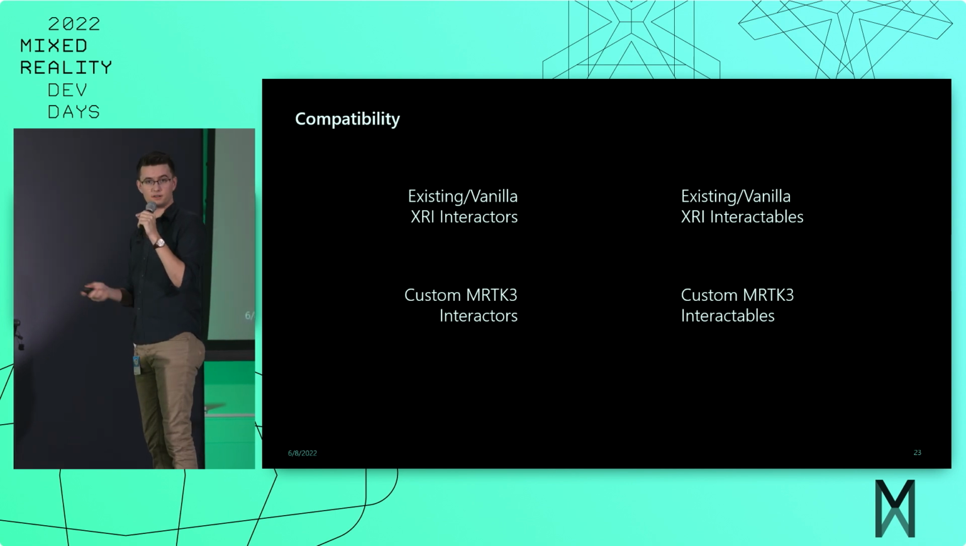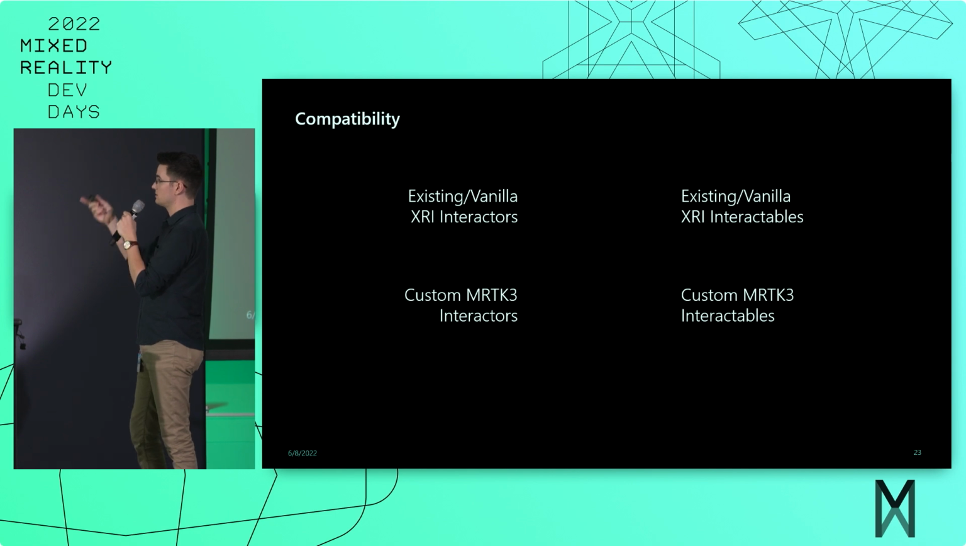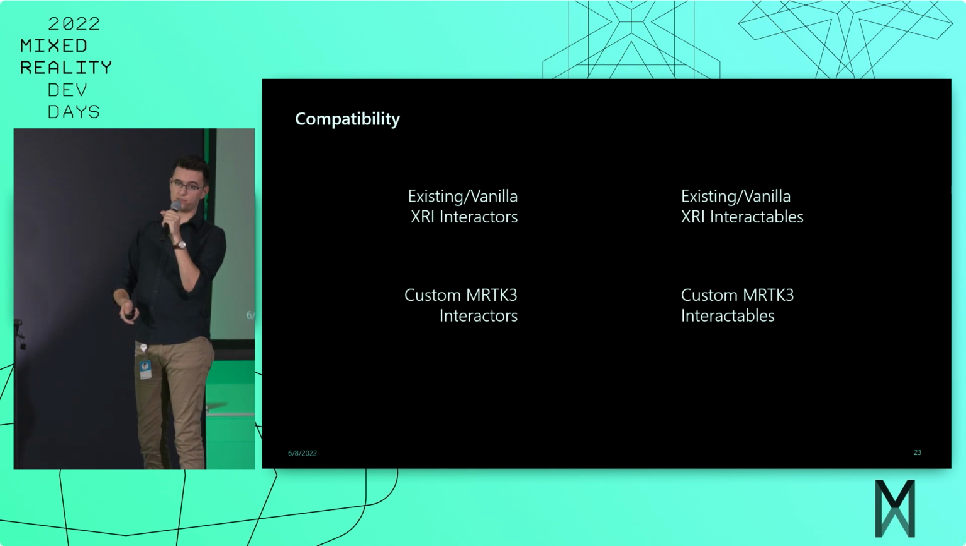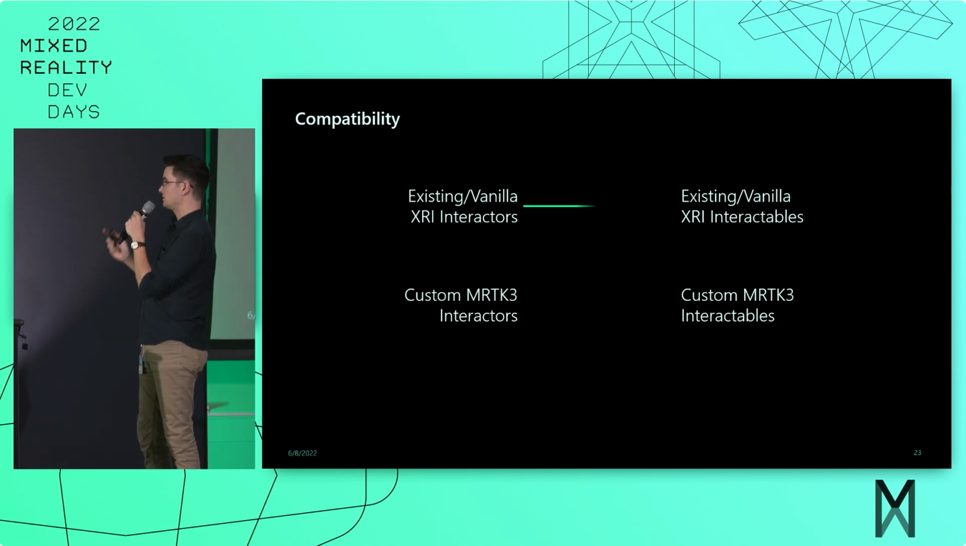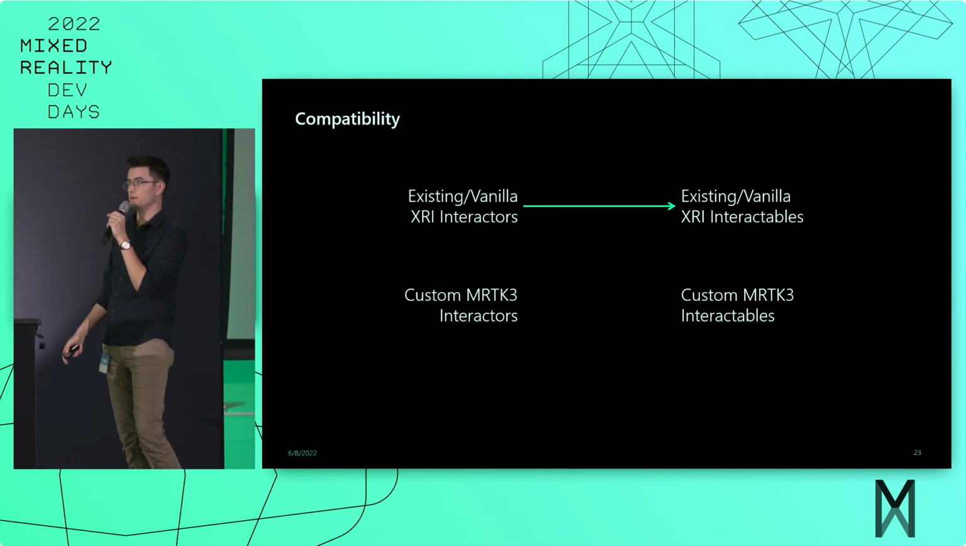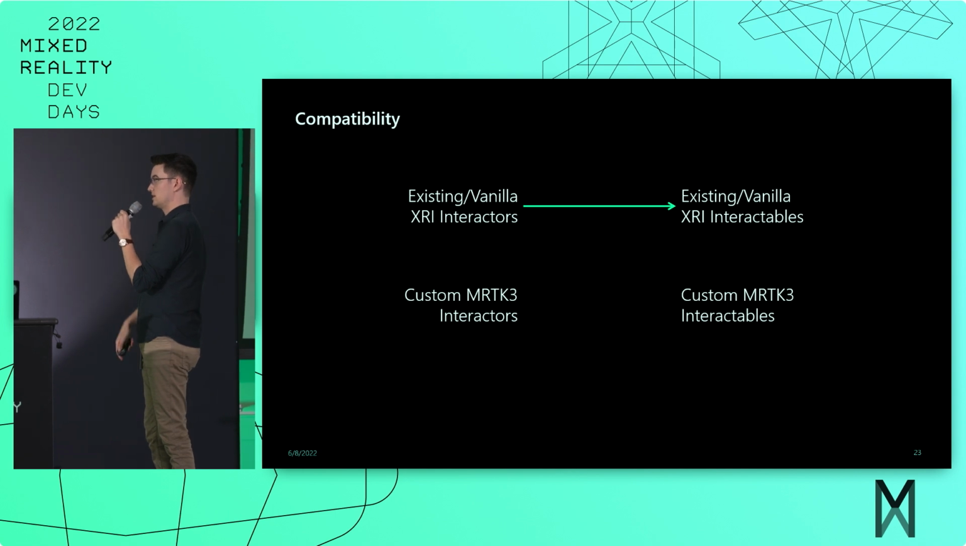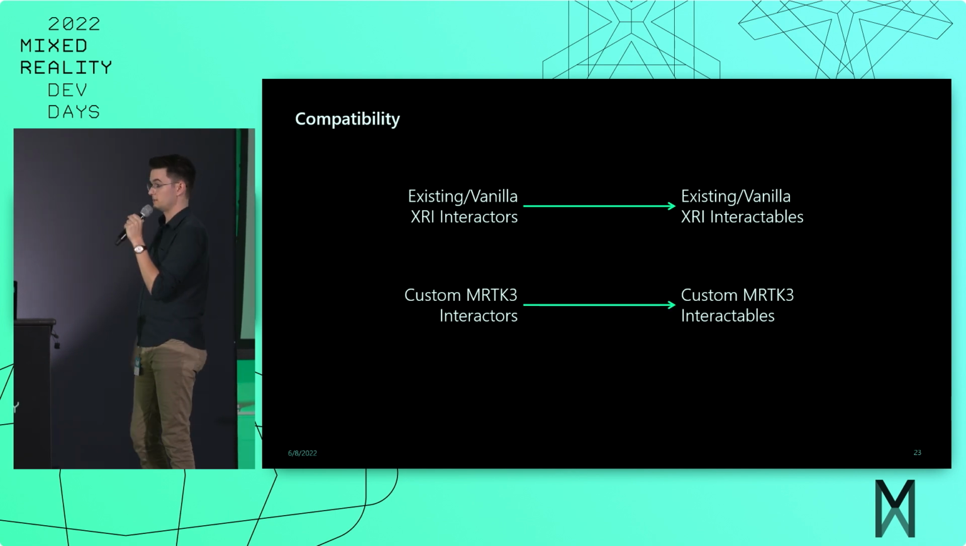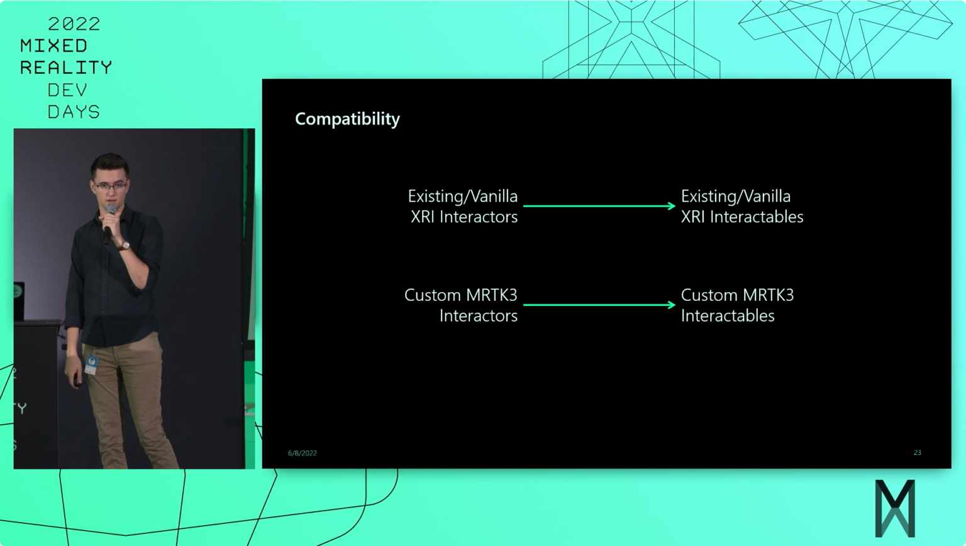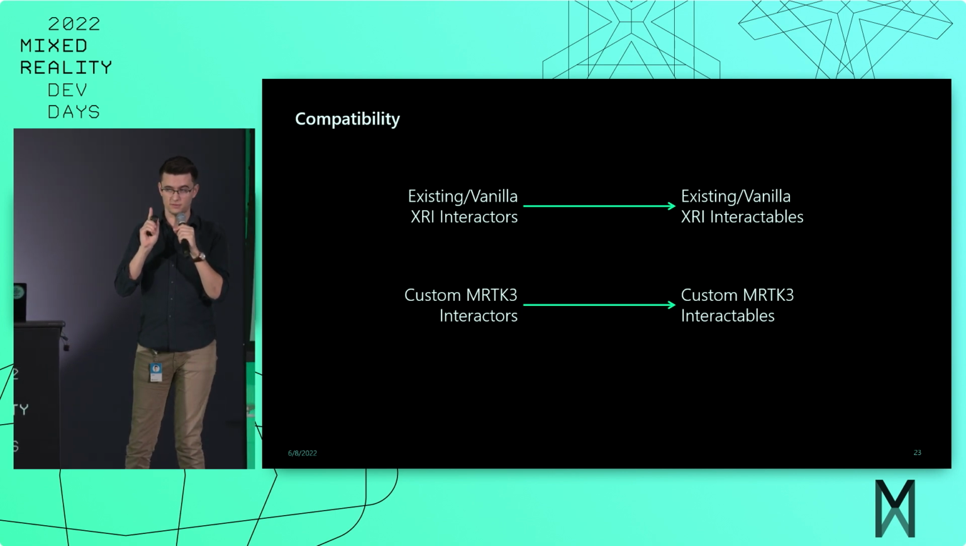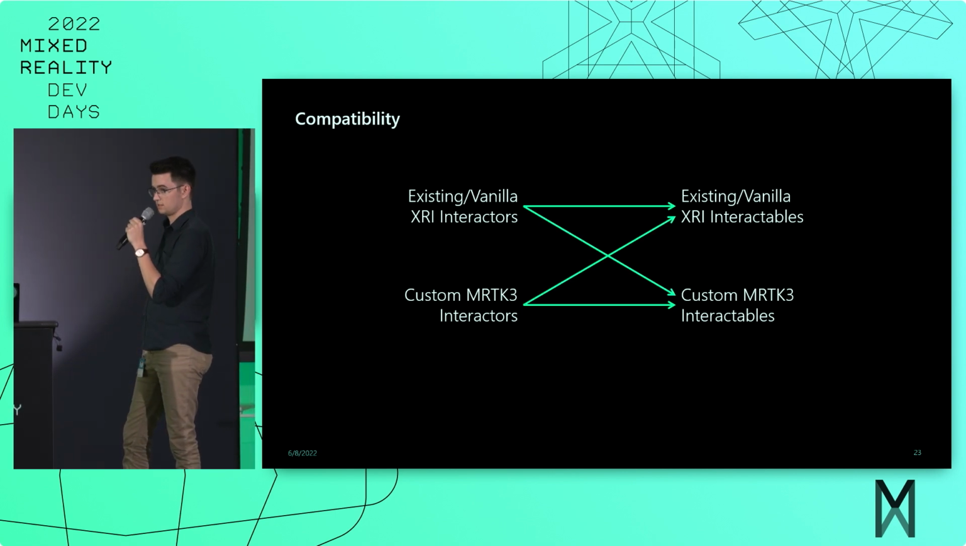XRI already exists. People already build things with it. And so obviously there's a set of interactors that are shipped with XRI, and there's a set of interactables that are shipped with XRI, and those obviously talk to each other just fine. We also ship our MRTK interactors and our MRTK interactables, and those obviously work together just fine. The cool thing happens when you mix them.